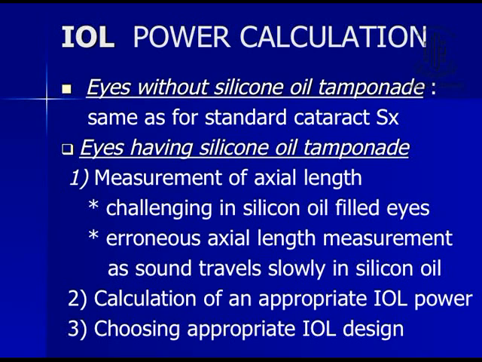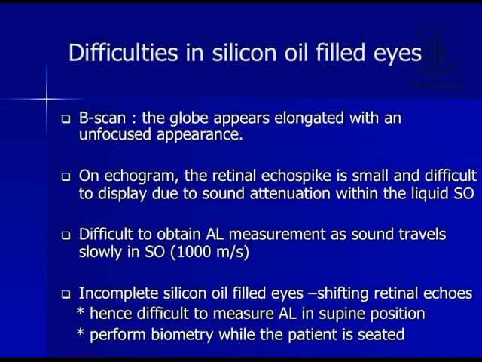Eyes without silicone oil tamponade, you have to do IOL power calculation as you do for any standard cataract surgery. But in eyes with silicone oil, IOL power calculation is a little more challenging, especially the measurement of axial length, which is challenging in silicone oil filled eyes because it gives erroneous axial length measurement. The reason being sound travels slower in silicone oil as compared to vitreous. The second part is calculation of an appropriate IOL power and how to choose an appropriate IOL design in these eyes.